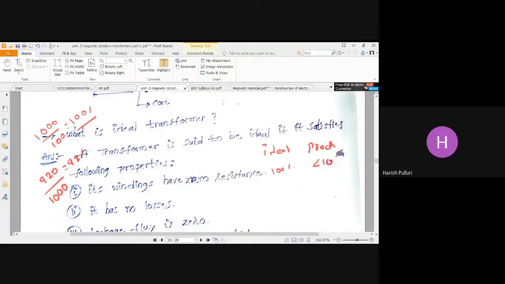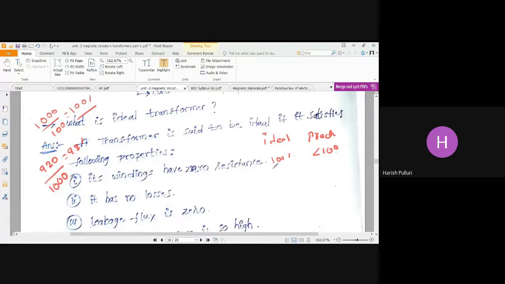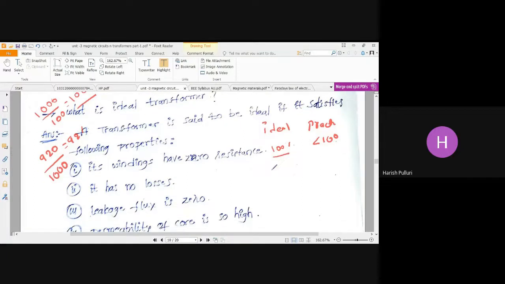That is a major difference. So here we are getting 100% efficiency. What does this mean? There are no losses. See, if you are getting 920 marks, how many marks did we lose? 80. But if you are getting 1000 marks, there is no loss of marks. So only if there is no loss do we get 100%. So in ideal cases, there is no loss.